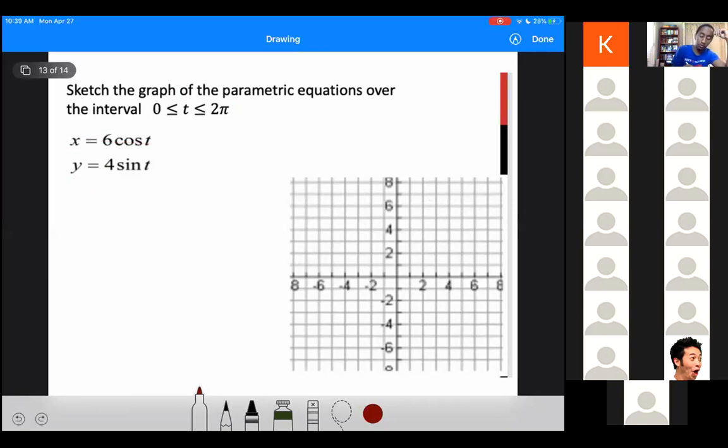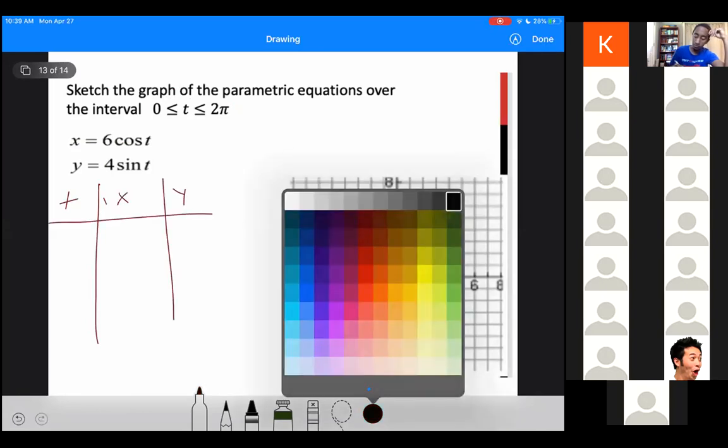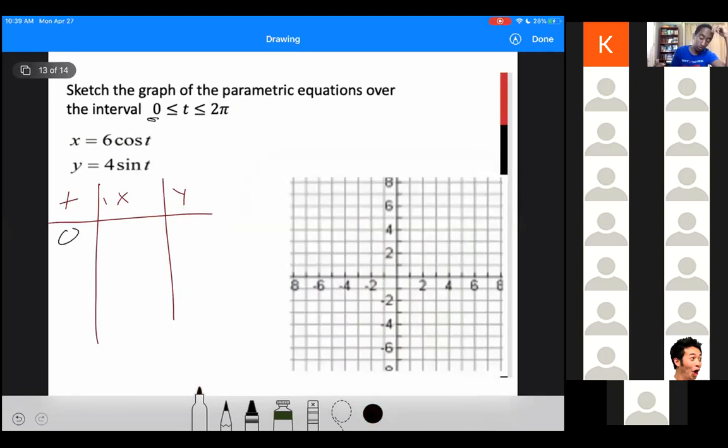So let's go ahead and create our t-chart. T, x, and y. We're going to start at 0. That's where our lowest t is, 0. So we're going to plug in 0 for t. So x equals 6 times cosine of 0, and y equals 4 times sine of 0. Hopefully we know our unit circle well, so we know what those are, right? So cosine of 0 is what?